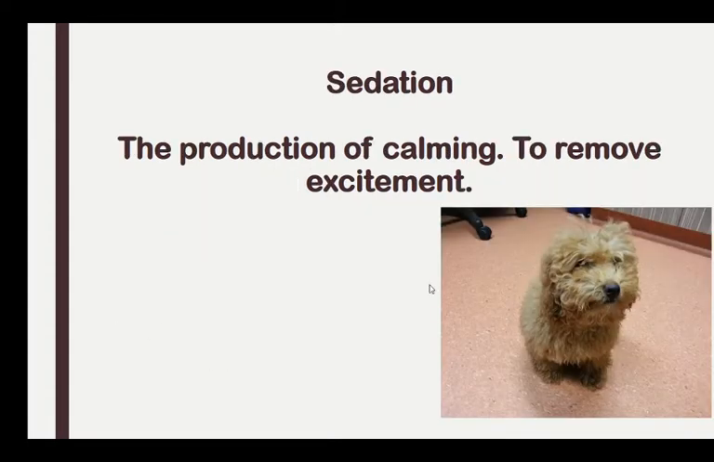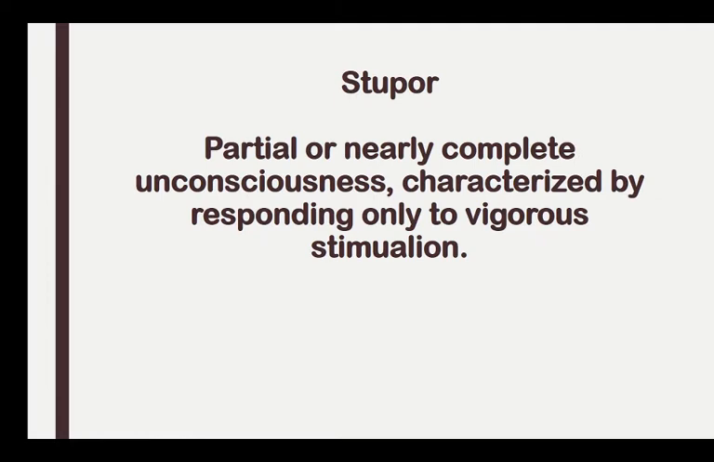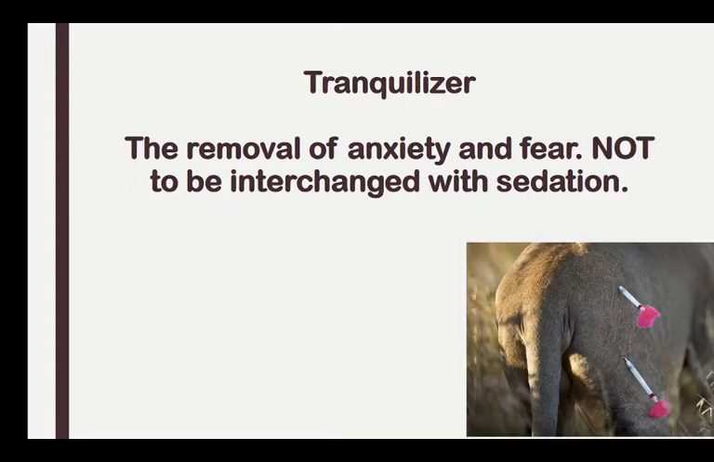Sedation is the production of calming. We want to remove excitement. Sedation is a good way to do pre-medications so that when we do give them a tranquilizer, an opioid, something that will put them into a different state of consciousness, they will be able to receive that better. Stupor is when we have partial or nearly complete unconsciousness characterized by responding only to vigorous stimulation, so a very painful stimulus.